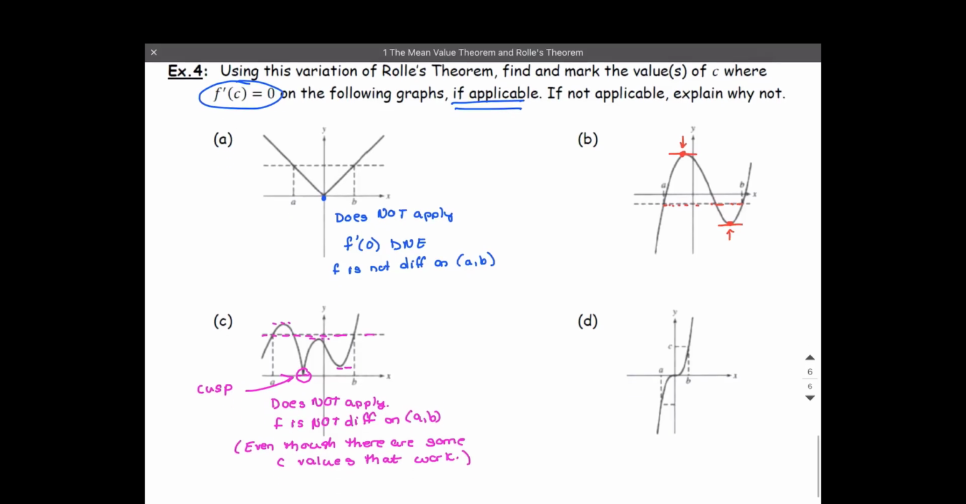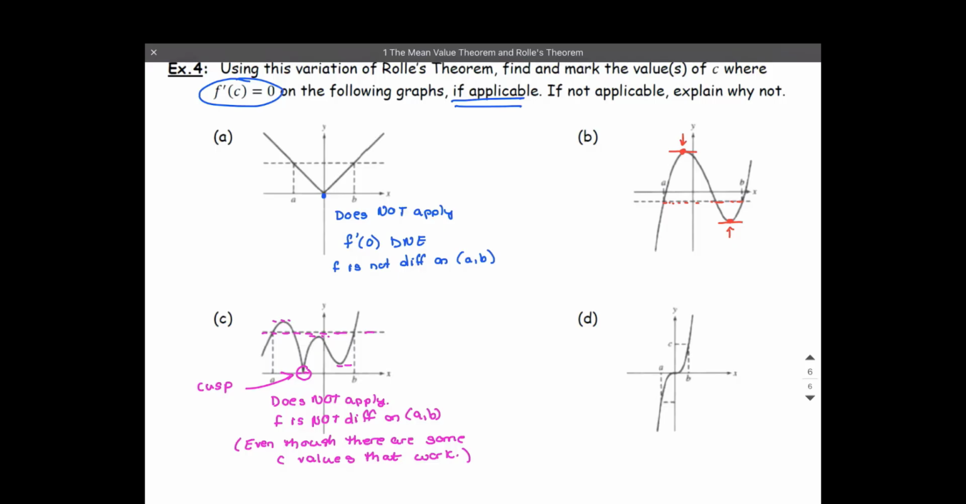All right, last one here. My function is continuous. Is my function differentiable? Yes, it is. But does Rolle's theorem apply? No, it doesn't apply, since f of A is not equal to f of B. Now, the mean value theorem would apply, and we could find places where the tangent line is parallel to the secant line. That would work, but we cannot find a place where the derivative is 0.